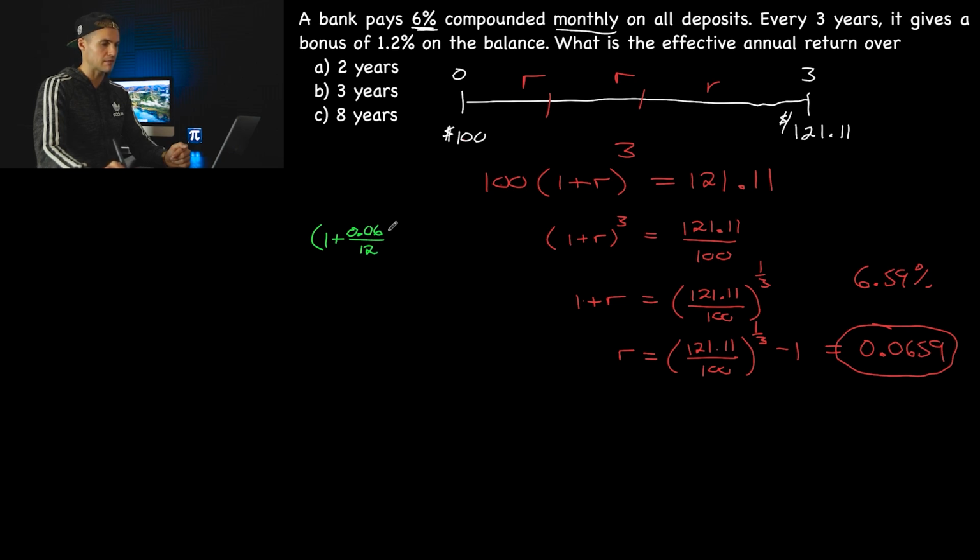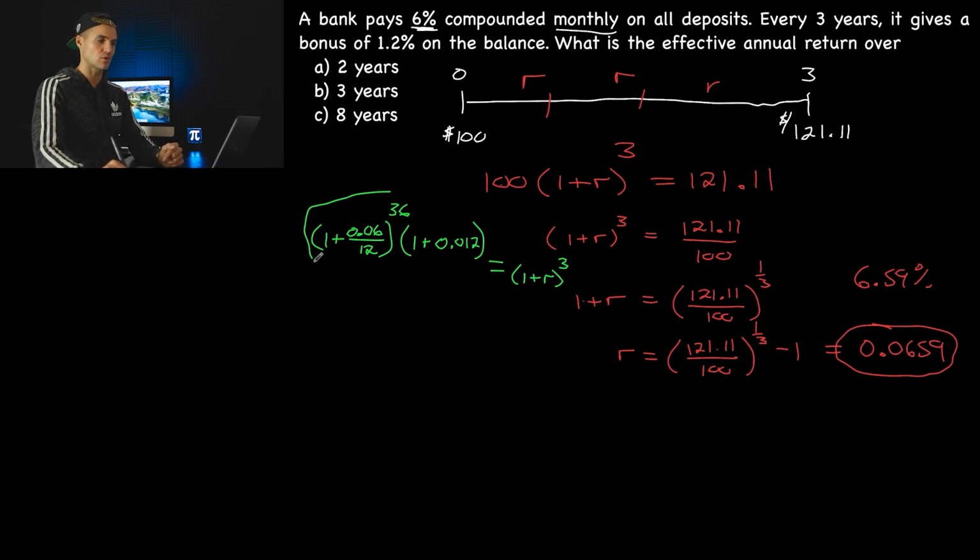6% compounded monthly, and that's going to be to the power of 36, right? The 12 times the 3 years. And then I'm also going to earn the, let me write it bigger here. I'm also going to earn the bonus, like that. And then we would make this equal to 1 plus r to the power of 3, right? And then we would solve for r.